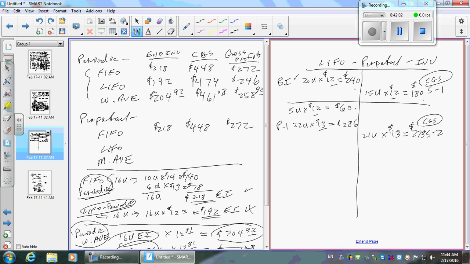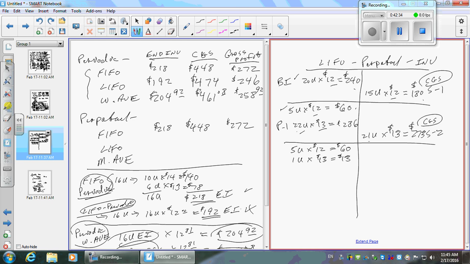Okay. What do I have left now? I got rid of all but one of those, didn't I? So I have 5 units from my beginning inventory still left over at $12. Those are still 60 because I did not deplete that LIFO layer. And then how much do I have from purchase 1? 22 less 21 is 1 unit at how much? 13. What's my total inventory at this point? 6 units that cost me $73.